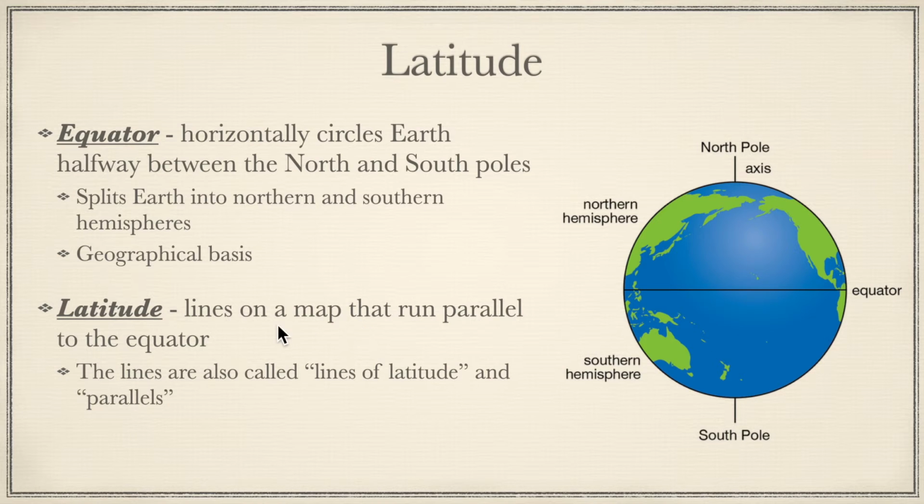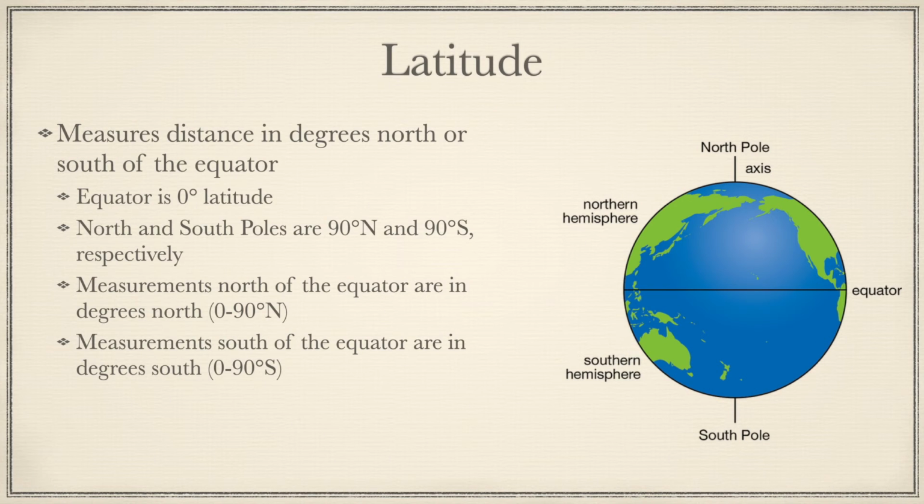So latitude lines, or lines of latitude, are lines on a map that run parallel to the equator. And again, the lines themselves are called lines of latitude or parallels. Latitude actually measures distance in degrees north or south of the equator. So the equator right here is 0 degrees latitude. The North Pole up here is at 90 degrees north, and the South Pole is at 90 degrees south latitude, respectively.